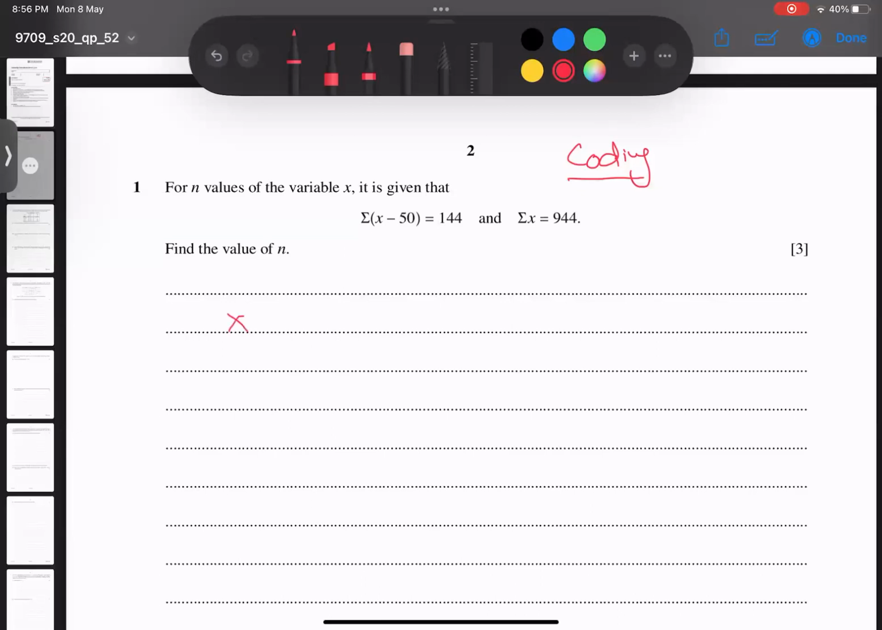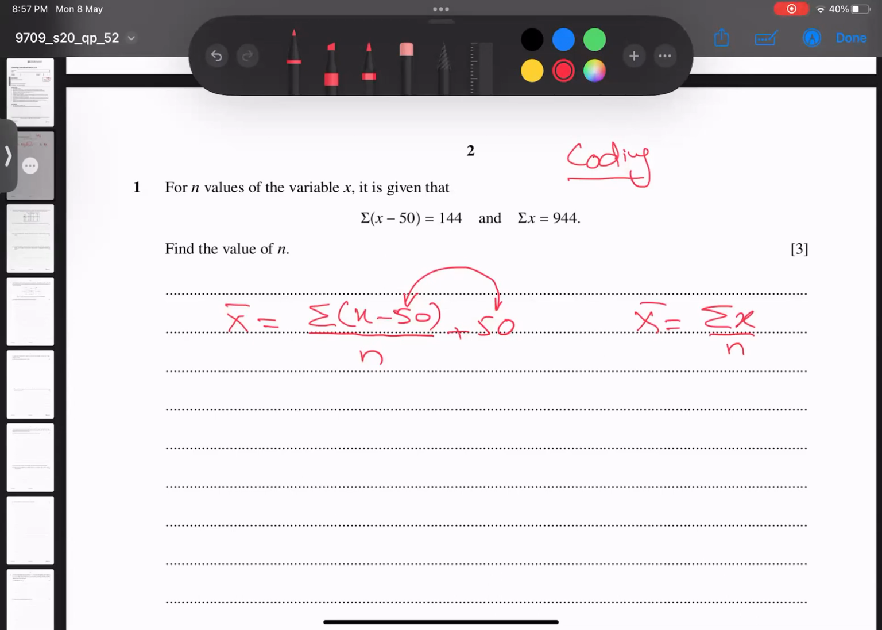And what is the mean formula for the coding method? It is sigma x minus 50 by number of values, plus 50. This number and this number are always the same. This is the coding method formula. And this is the normal method we normally use for raw data. And what is that formula? The mean formula we have is sigma x by n.